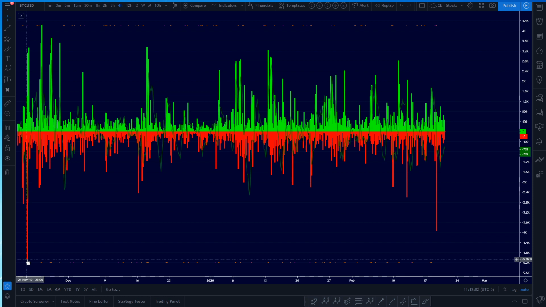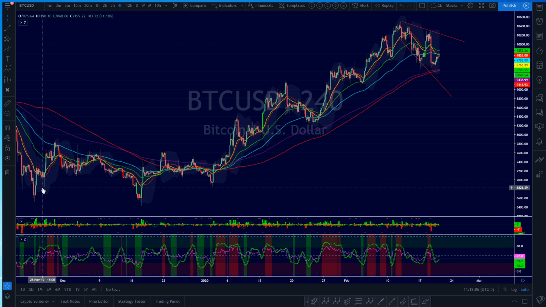The last time we saw this much volume was in November of 2019. And let's see what happened in November of 2019. That was actually this candle all the way back here, where we went from 7,500 down to 7,100 and actually broke through. So that was the last time we saw that much selling pressure.